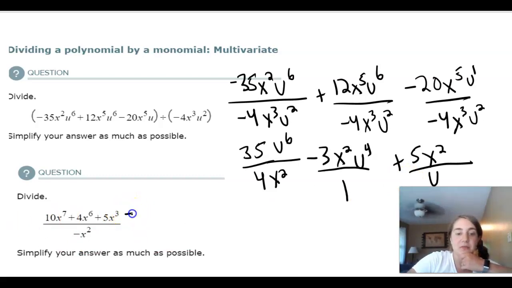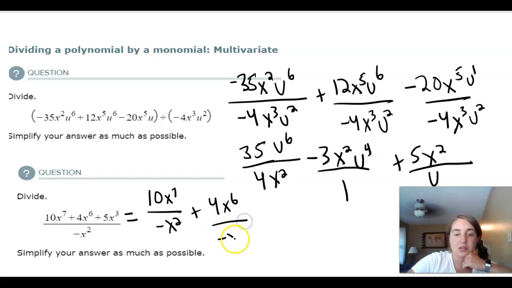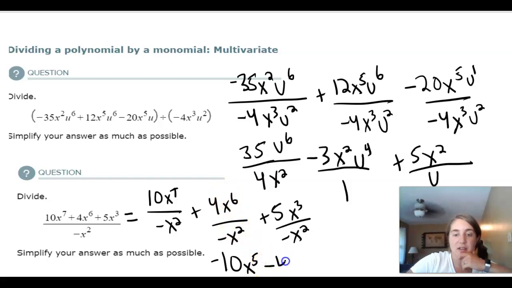Go ahead and try this bottom problem on your own. It would stay negative. I would end up with 5 x's. It would stay negative. I'd end up with 4 x's. It would be negative. I'd end up with 1x.